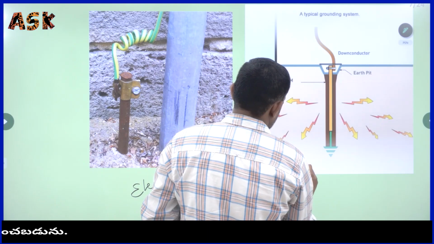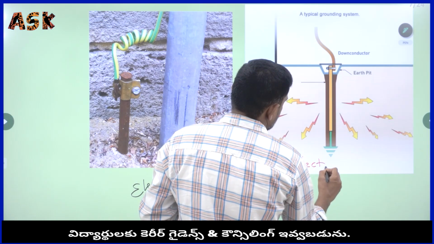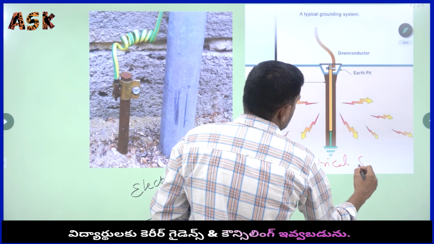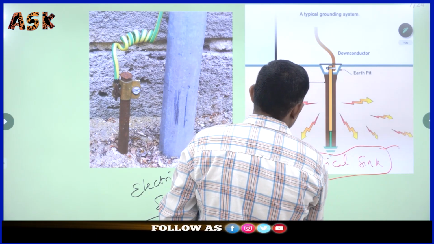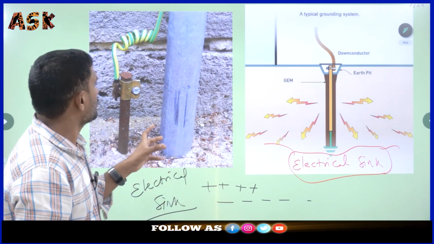Earth we have to consider as a what? Electrical sink. This earth we have to consider as a what? Electrical sink. That we have to keep in mind.